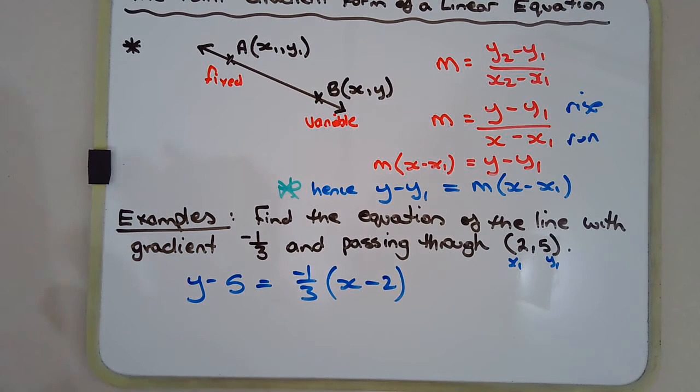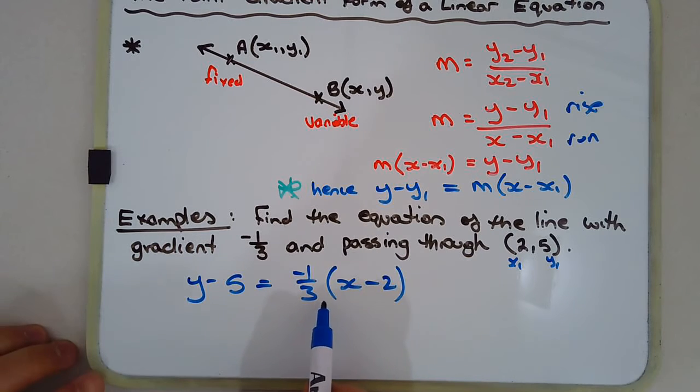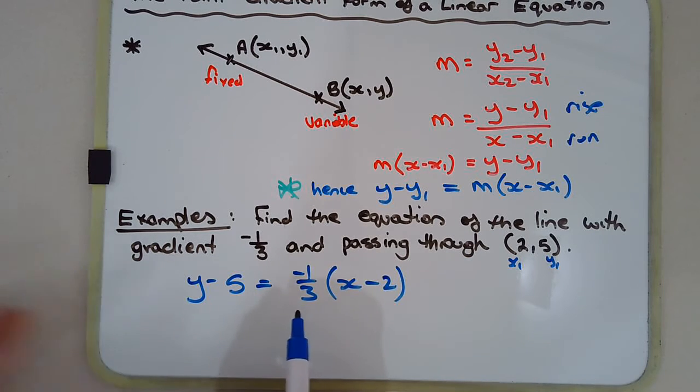You can either pick gradient-intercept form or general form, whichever is more convenient. If you're asked specifically for a particular form, then obviously you must give the equation in that form. I'm going to use general form only because you can get rid of the fraction here and make it look nice and neat.